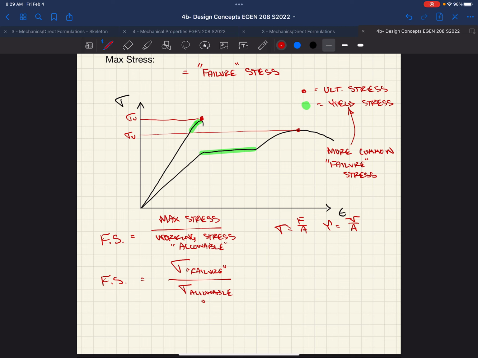Right, or actual stress. Right? We might, as designers, impose a factor of safety, right?